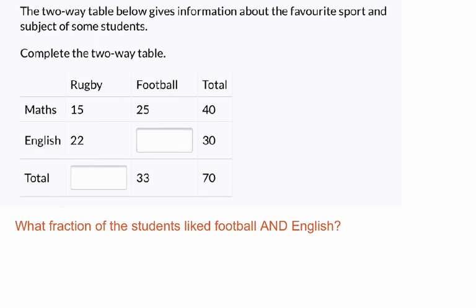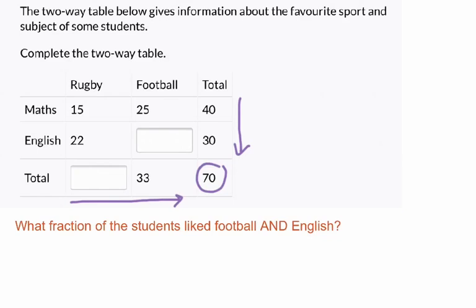So, two-way tables. The most important thing, first of all, is to look at that bottom number down there in the bottom right corner, because that is our total. So that tells us this two-way table is about favourite sport and subject of some students. So that tells us that there are 70 students in total. So if I'm looking at this, the end column, my total column, that should add up to 70, but also my bottom row should also add up to 70.